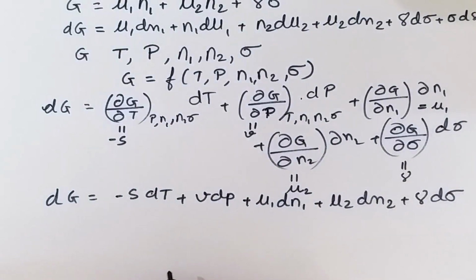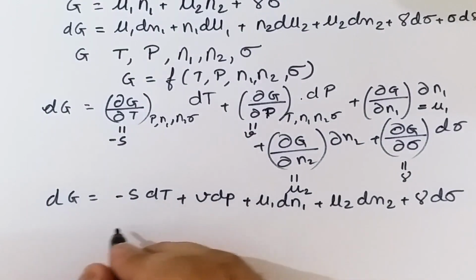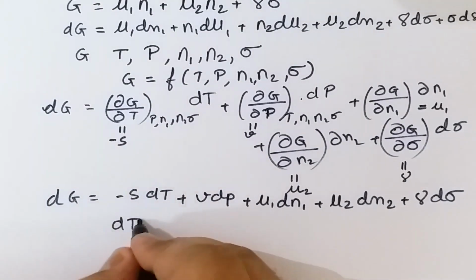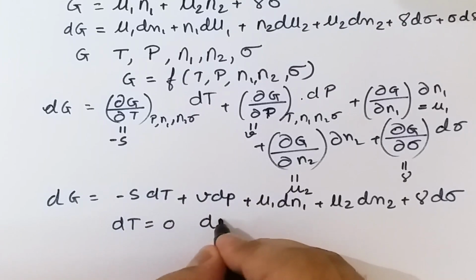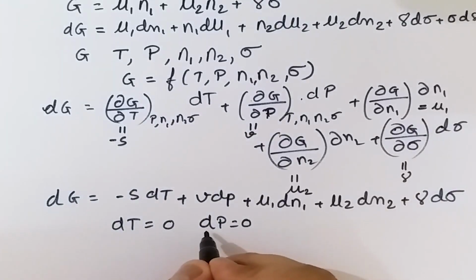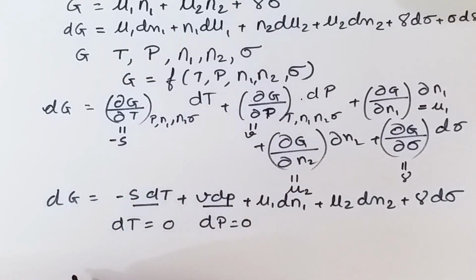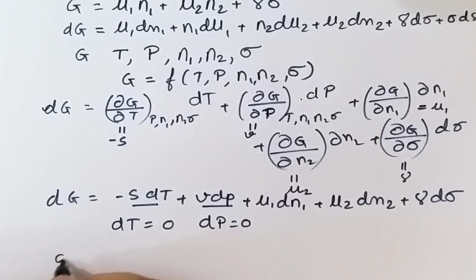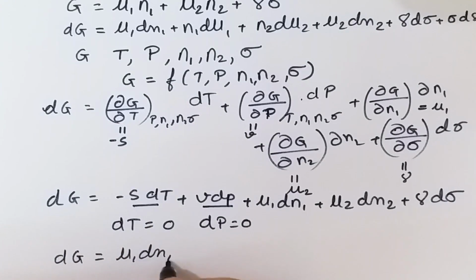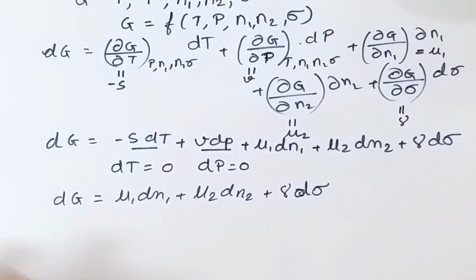And again, suppose we consider that our system is at constant temperature and constant pressure, then under such circumstances dT will be equal to 0 and dP will be equal to 0. Both these terms will disappear from our expression, and hence the change in the free energy, that is dG, I can write as mu1 dn1 plus mu2 dn2 plus gamma d sigma. So this is the expression.